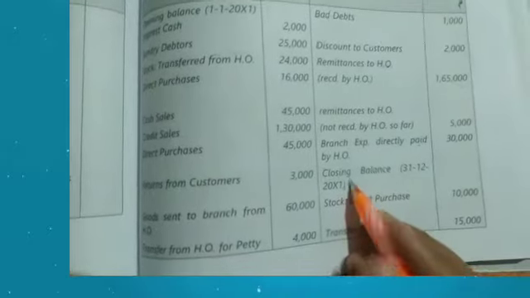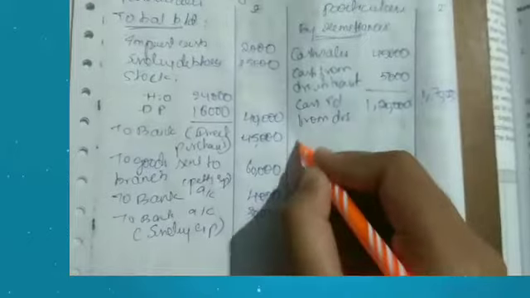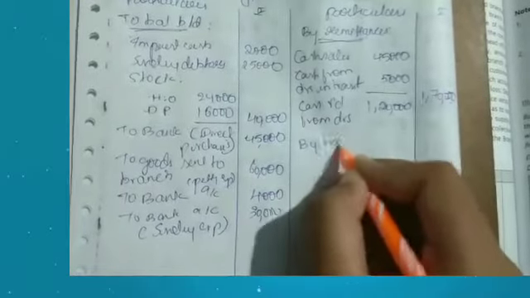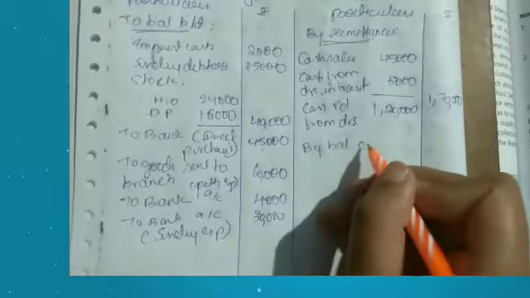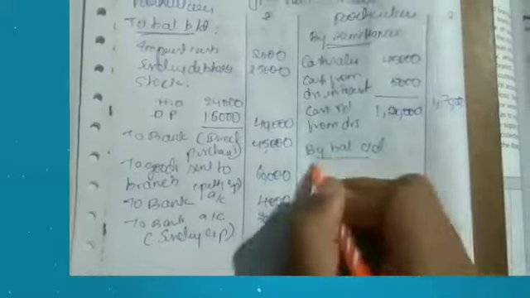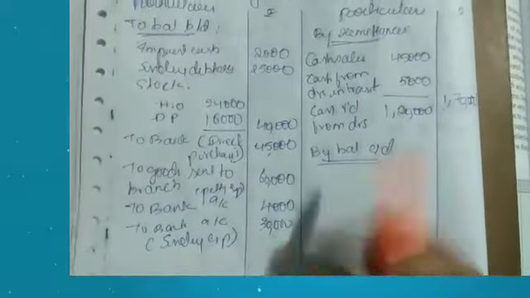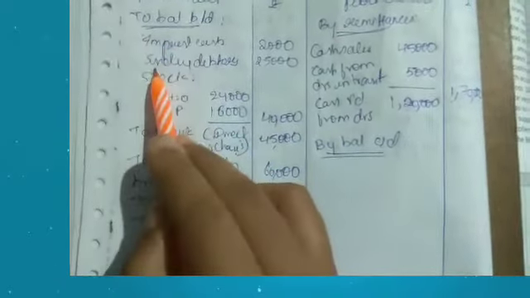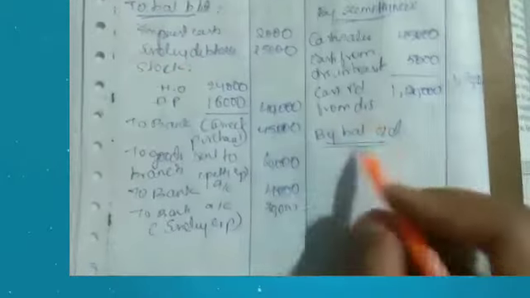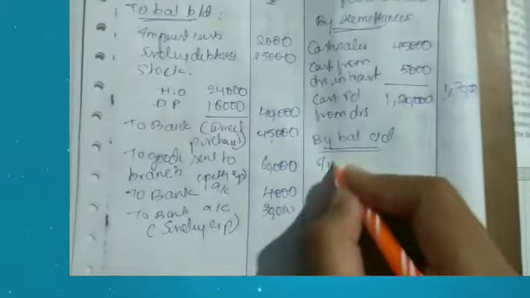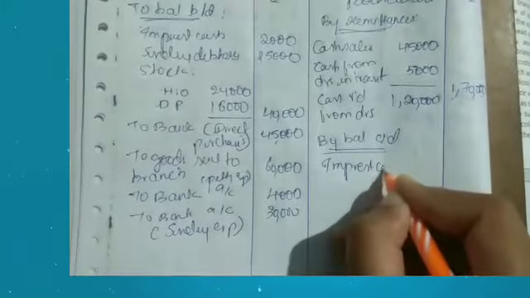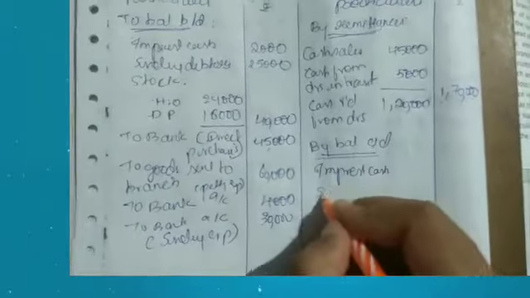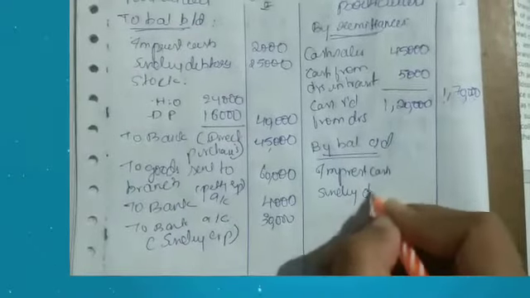Now we have arrived at closing balances. The thing you need to know here is that whatever the opening balances are, all those opening balances should have a closing balance. You write the same thing here: imprest cash, sundry debtors and stock in the same way.